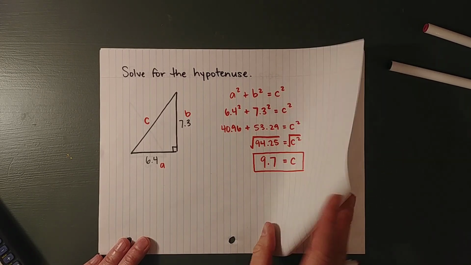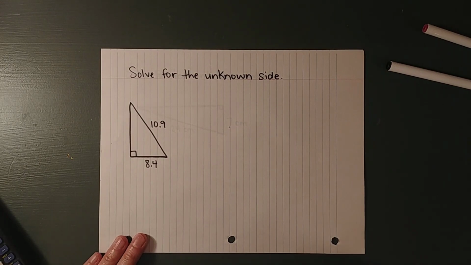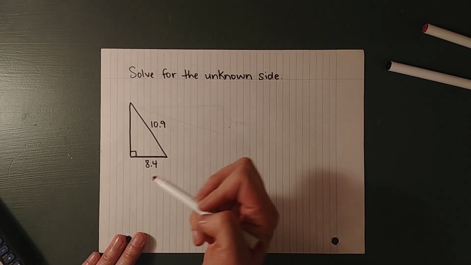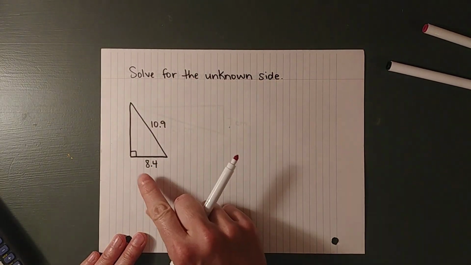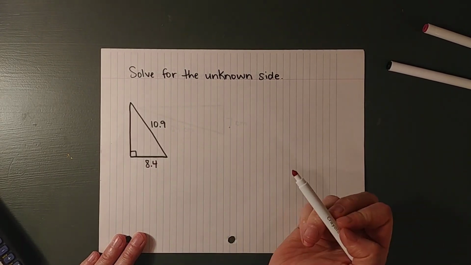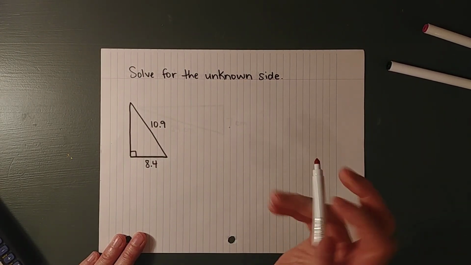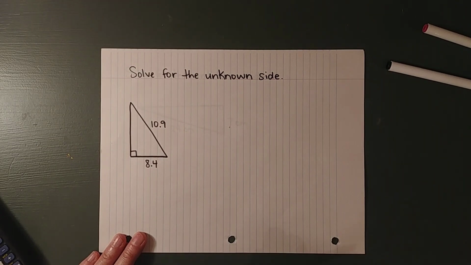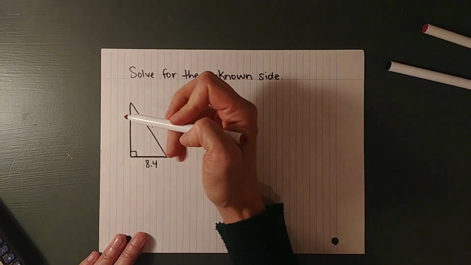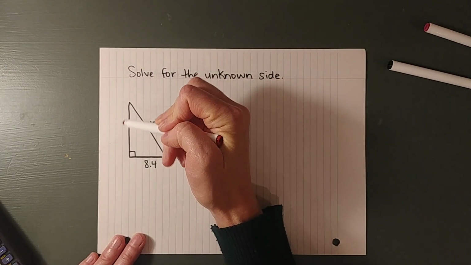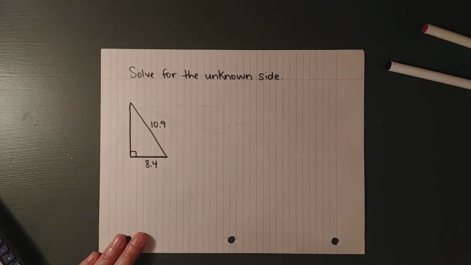Okay? Our next example, this one, again, we have another right angle triangle. We have our right angle here. This one is a little bit different. It's telling us to solve for the unknown side. In this case, the unknown side is this one over here. We notice that this one is not the hypotenuse this time.